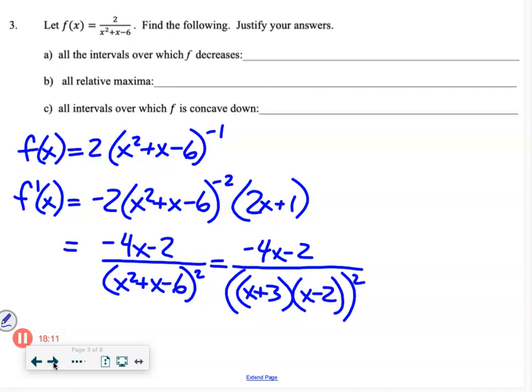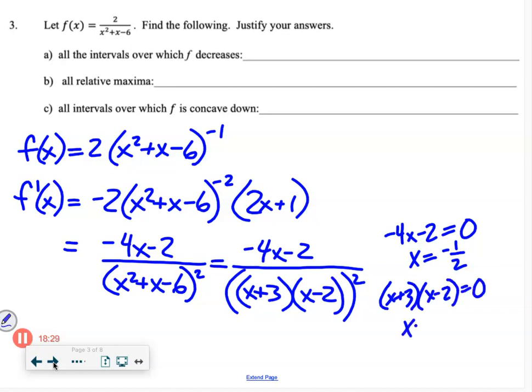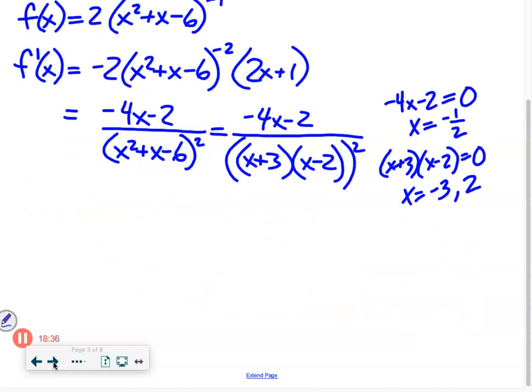So we have critical numbers. So we set the top, -4x minus 2 equals 0. So you get x equals -0.5. And we set the bottom, and you get x equals -3 or 2. All right, so we make a sign line. So -3, -1/2, 2. This is our f prime sign line.